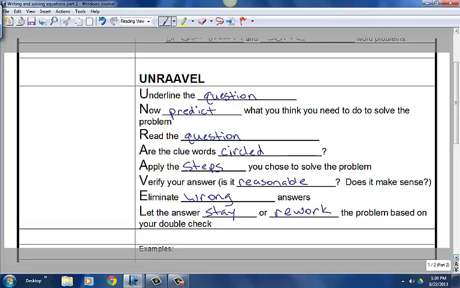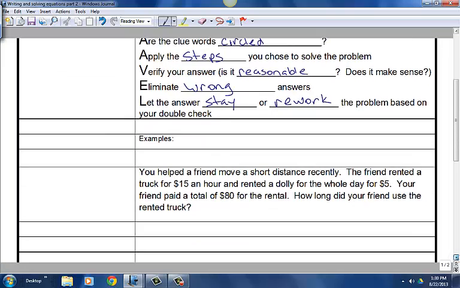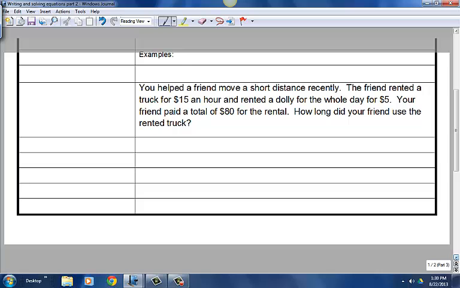Let's take a minute now and do an example problem so I can take you through the Unravel process. Step number 1 was U, underline the question. So I'm not going to read the problem right now. I'm literally going to skim through it until I find what I'm being asked to do. Usually it's at the end. So in this case, how long did your friend use the rented truck is the question that I'm being asked.